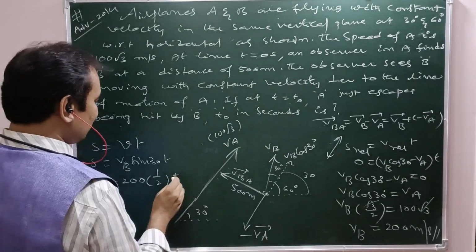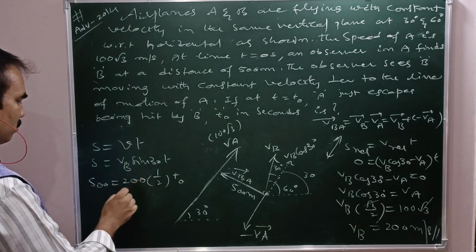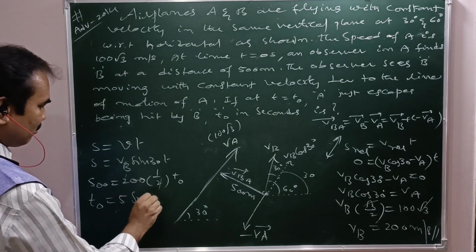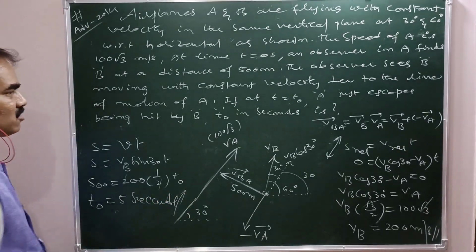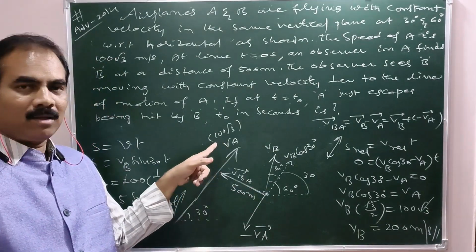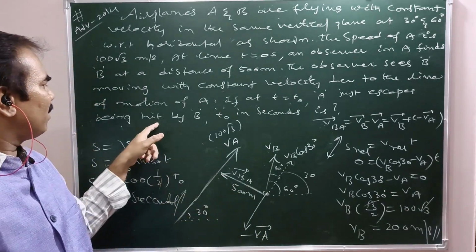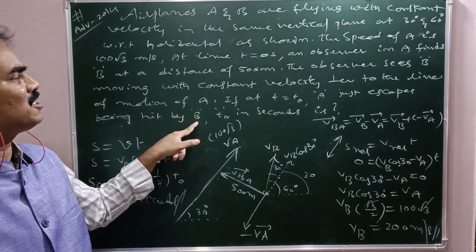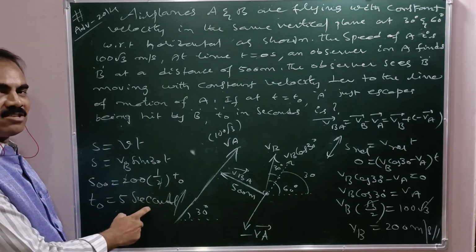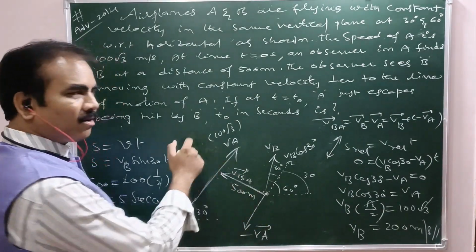T here is T naught. So 2 zeros cancel with 2 zeros, and 2 cancels, so T naught equals 5 seconds. So within 5 seconds, this normal distance of 500 meters is covered by B with respect to A along the perpendicular line, and A just escapes being hit by B. So this is the time taken by B to cover the normal distance of 500 meters with respect to A.